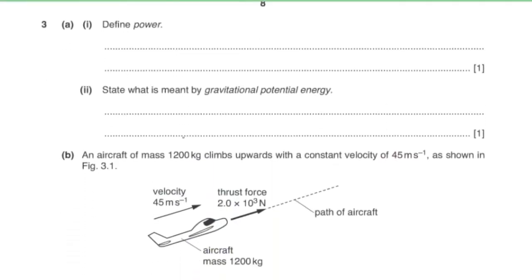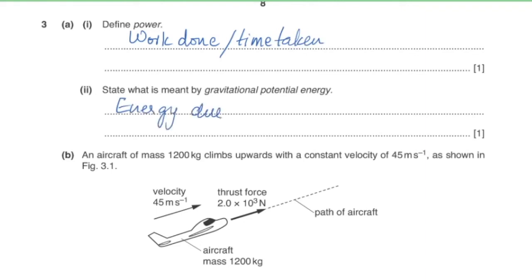Question number 3, part A1, define power. Power is work done divided by time taken. Part 2, state what is meant by gravitational potential energy. So this is the energy of a mass due to its position in a gravitational field.